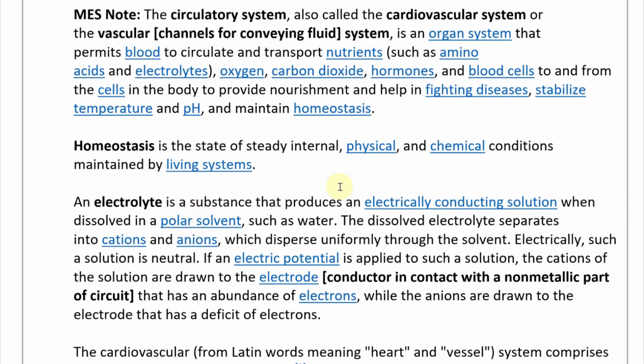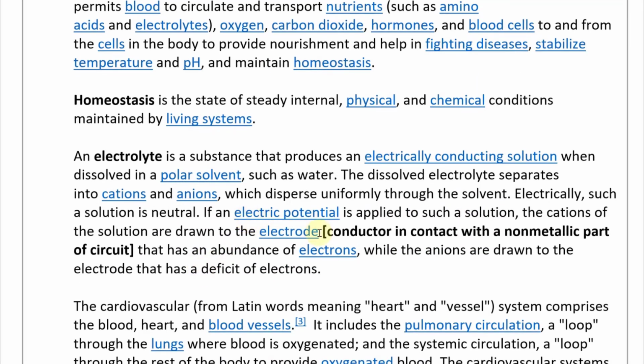So you have a substance that produces an electrically conducting solution. The dissolved electrolyte separates into cations and anions, which disperse uniformly through the solvent. Electrically, such a solution is neutral. If an electric potential is applied to such a solution, the cations of the solution are drawn to the electrode. So cations are plus charge. Basically you have cations plus and anions minus, and they're all separate, dispersed uniformly. So again, similar to a salt. We view it as salt in solution.